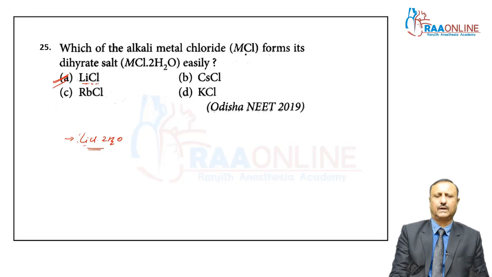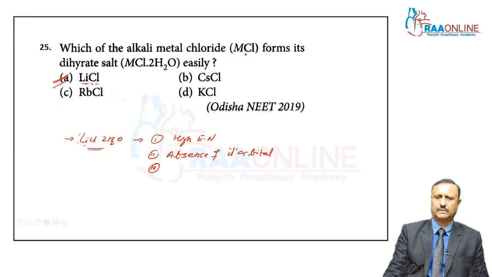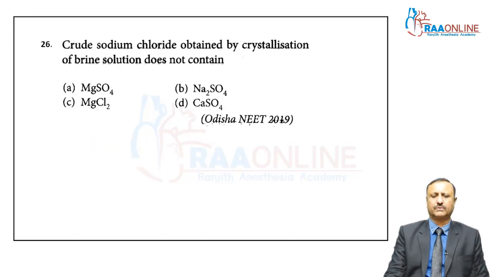Why does lithium have anomalous behavior? Due to three reasons. Number one, high electronegativity. Number two, absence of d orbitals. Number three, small size. These three reasons are there, and due to these three reasons lithium forms hydrated compounds or hydrated salts. Now my dear students, we can go to question number 26.